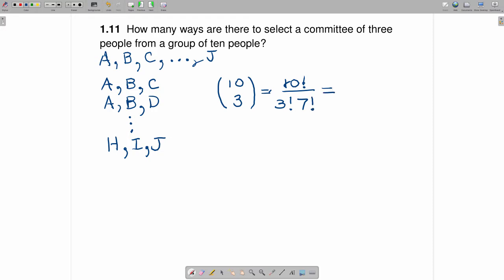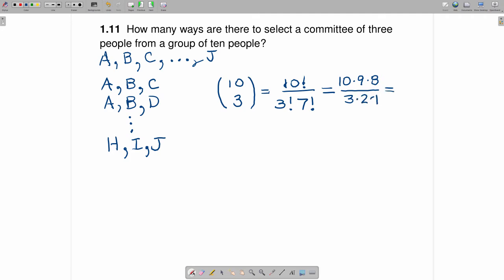Now you know that 10 factorial is 10 times 9 times 8 times 7, etc. And so those values that are 7 and lower are going to cancel here with the 7 factorial. So all that leaves is 10 times 9 times 8. Again, the 7 times 6 times 5 times 4 that are sitting out here, those are going to cancel with the 7 times 6 times 4 here. So all that's left in the denominator is 3 factorial. That's 3 times 2 times 1.